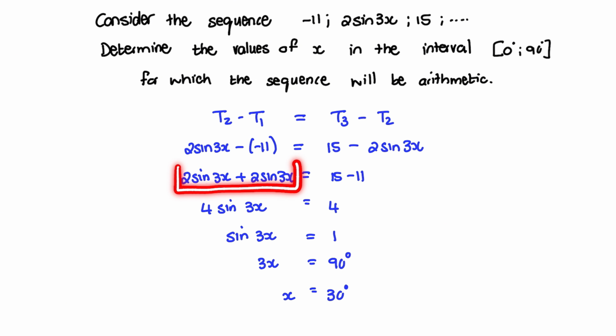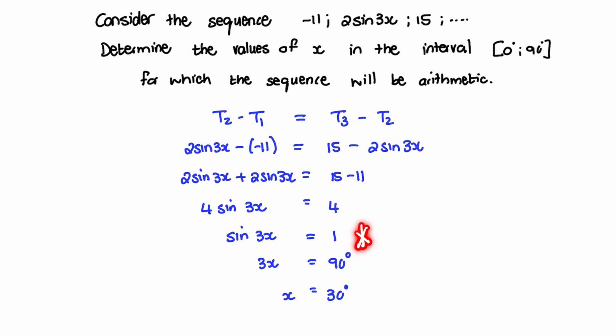On the left-hand side, we have like terms of 2 sine 3x and 2 sine 3x, and we can add the coefficients together. So therefore, we have 4 sine 3x. On the right-hand side, I have 15 minus 11, which is 4. Then I can divide both sides by 4. So on the left, the 4's will cancel out, and we have sine 3x. And on the right, we have 4 divided by 4, which will become 1. So therefore, sine 3x is equal to 1.